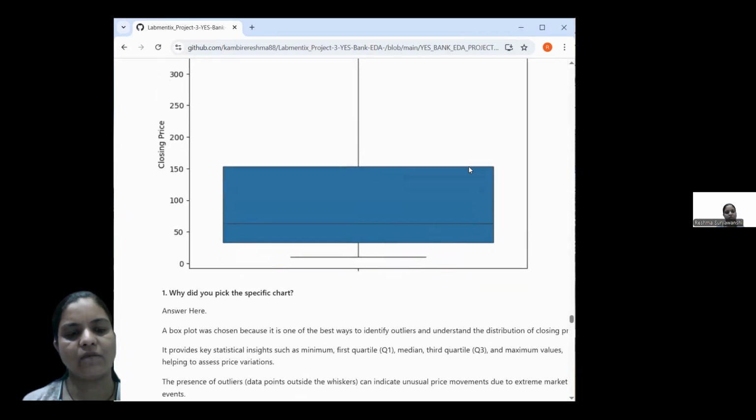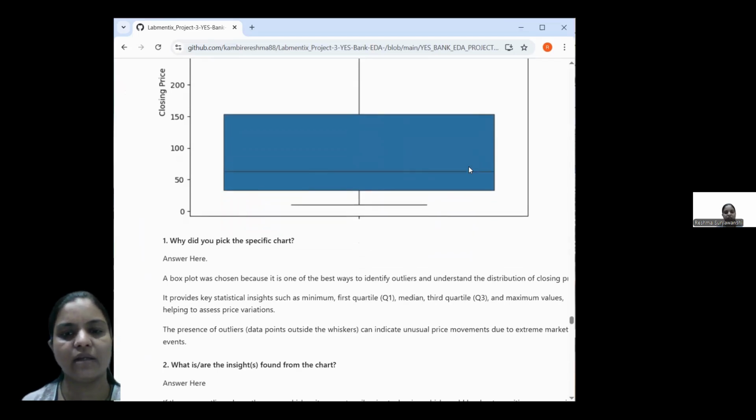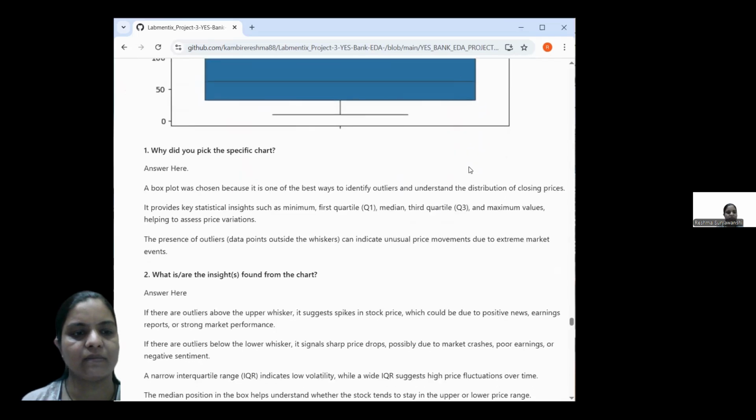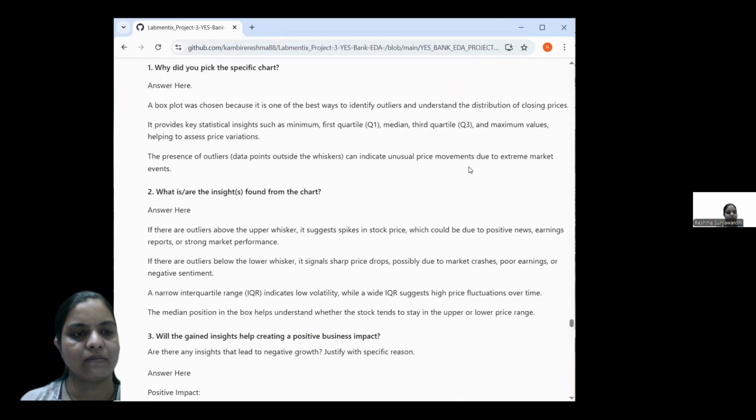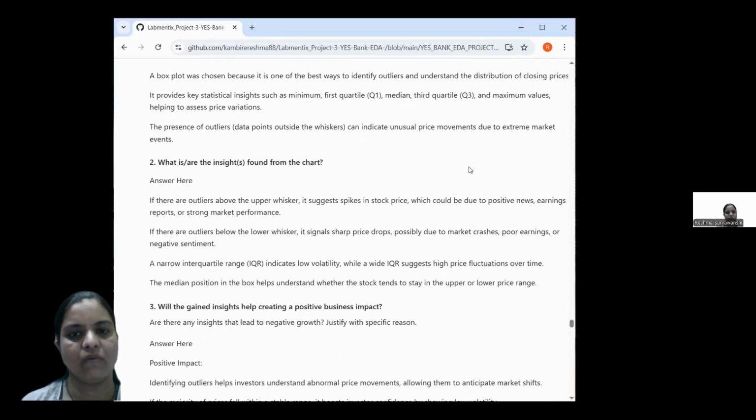Here, a box plot was chosen because it is one of the best ways to identify outliers and understand the distribution of closing price. If there are outliers above the upper whisker, it suggests spikes in stock price, which could be due to positive news, earning reports, or strong market performance.